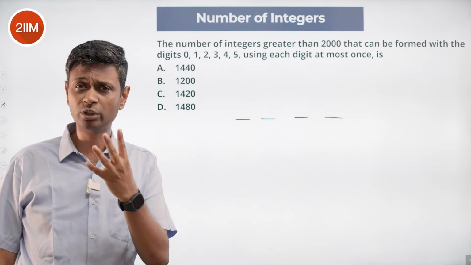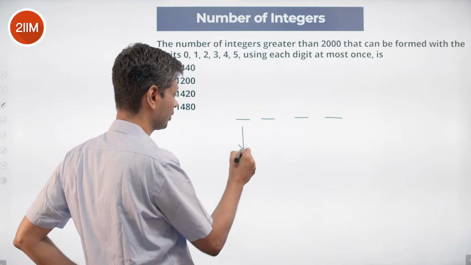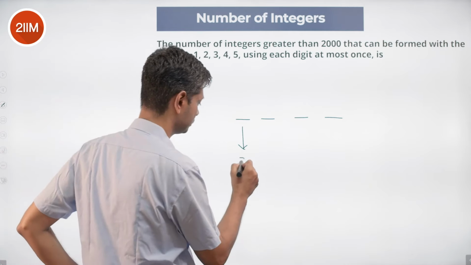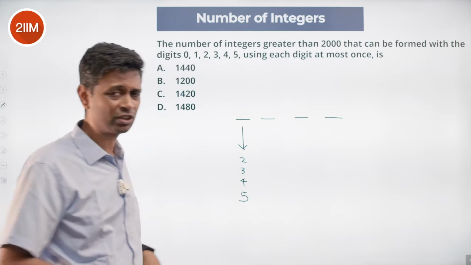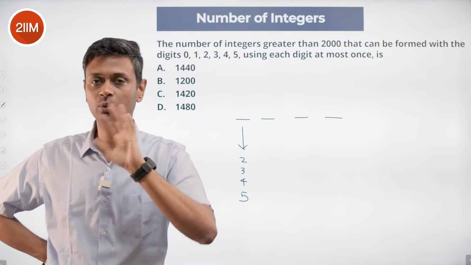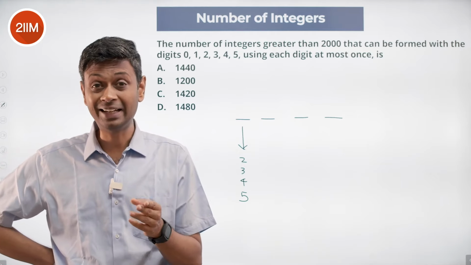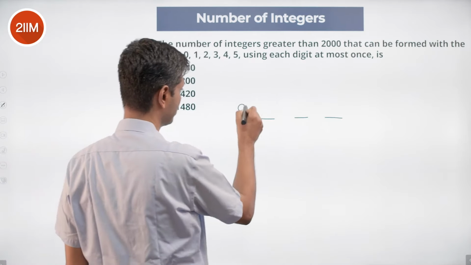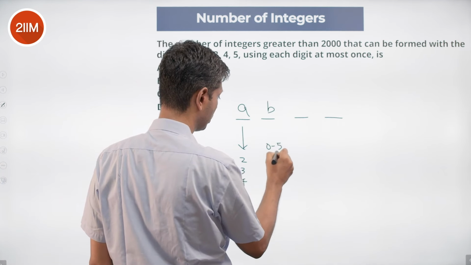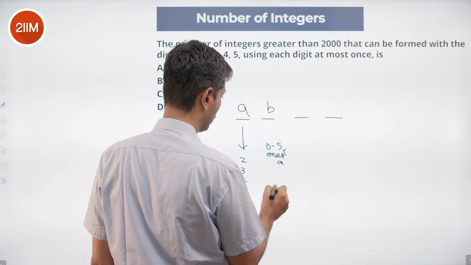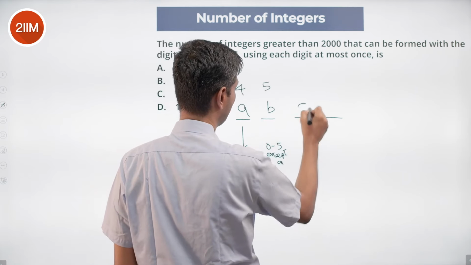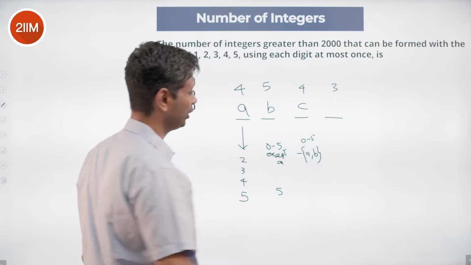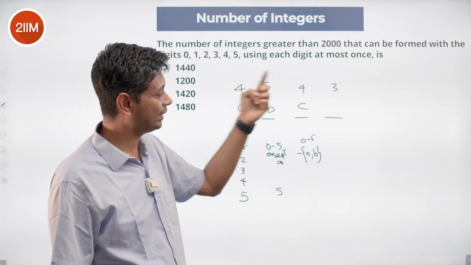Looking at 4 digit numbers, more than 2000. The first digit cannot be 1. It can only be 2, 3, 4, 5. Very interestingly, if the first digit were 2, all possible numbers are more than 2000. So you don't have to worry about first digit being 2 and not counting a few numbers. All numbers with first digit 2 will count. So A, there are 4 options. B, 0 to 5, except A, 5 options. C, the 0 to 5 minus A comma B, 4 options. 3 options here. 4 into 5 into 4 into 3. 4 into 5, 20. 20 into 4, 80. 80 into 3, 240.